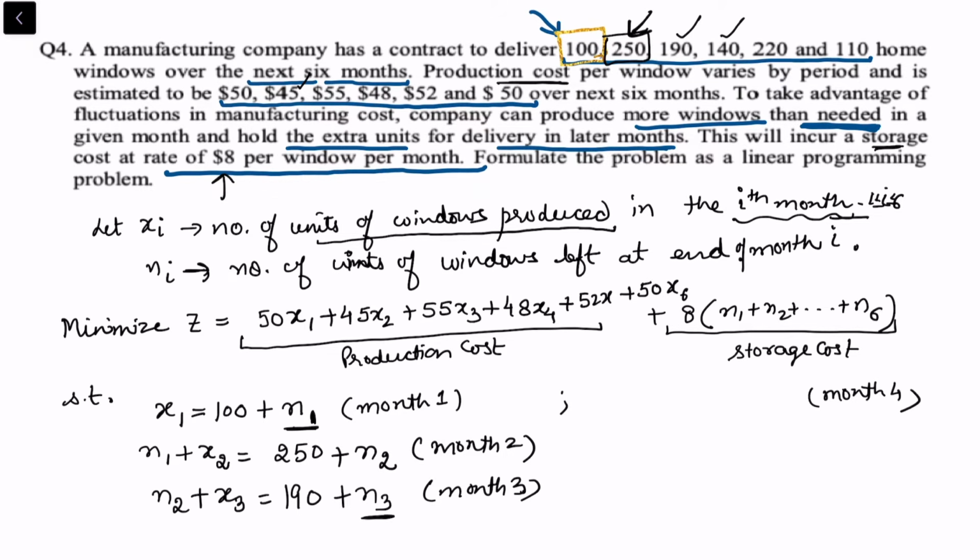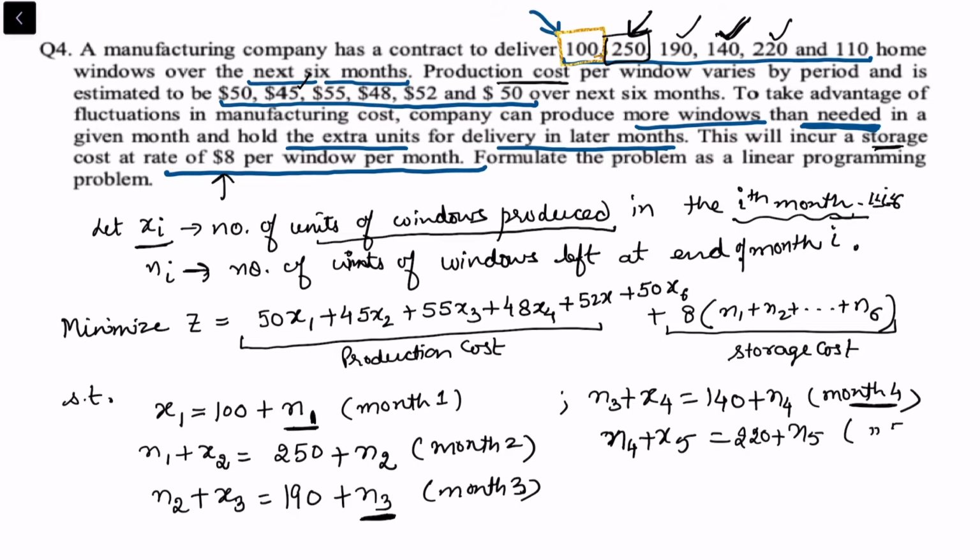First, look at the windows that are being carried forward, that is N3, plus the number of windows taken from the 4th month. The variable is Xi, so we will add X4. This should satisfy the demand, which is 140, the windows that have to be delivered, plus the extra windows that will go forward to the next month, N4. Now similarly for the next one, N4 plus X5 should satisfy the demand, that is 220, plus we will have N5, so this is month 5.